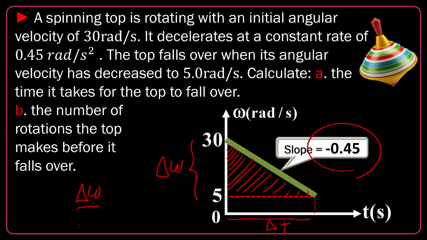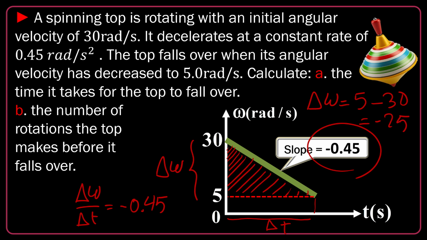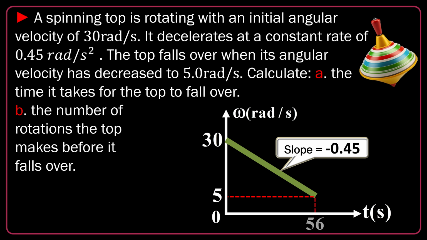Delta omega over delta t is supposed to be negative 0.45. And of course, delta omega is supposed to be final omega minus initial omega, so it's negative 25. So it will be negative 25. And done. We can easily find the time, 56 seconds.